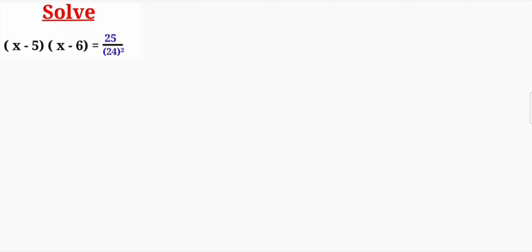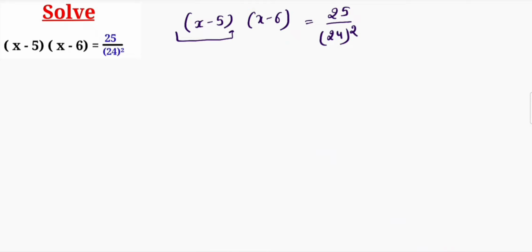So in this question, we have to solve this equation to find the value of x. The given equation is (x - 5)(x - 6) = (25/24)². Let me write this equation here. The first step is to multiply this binomial with this binomial. We know how to do that multiplication.